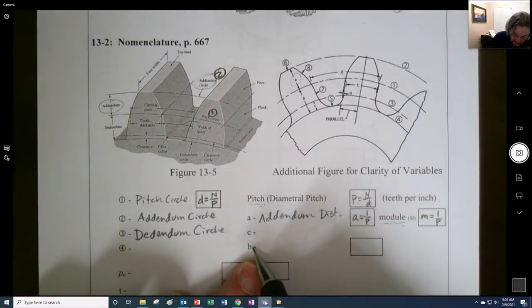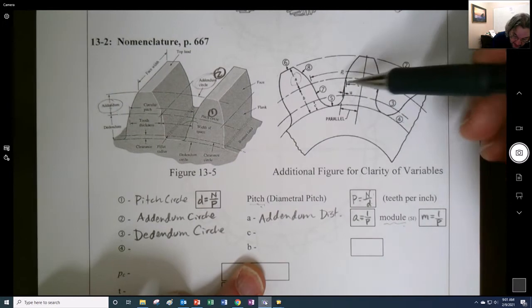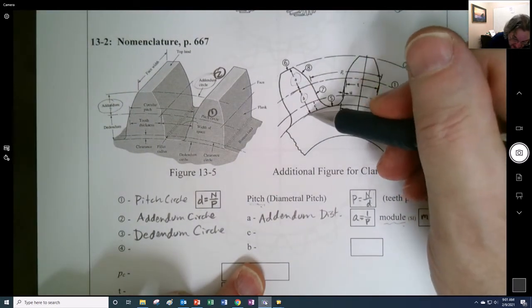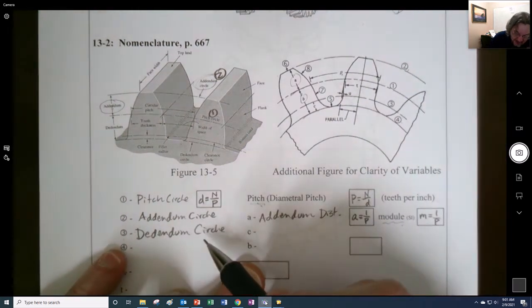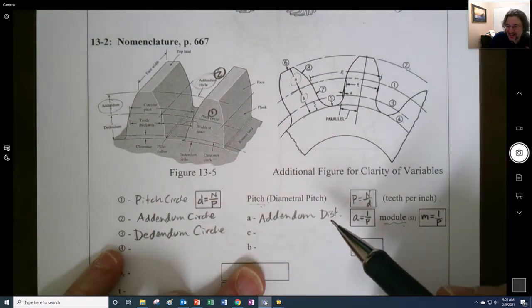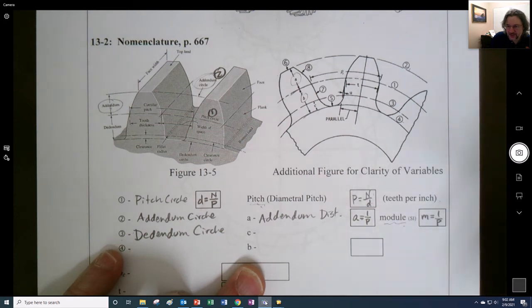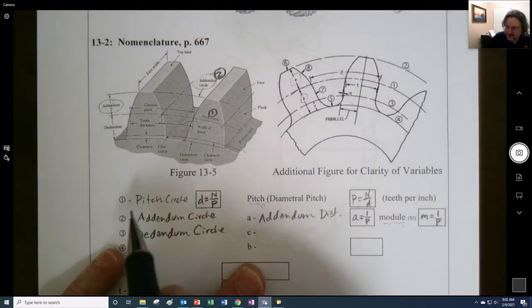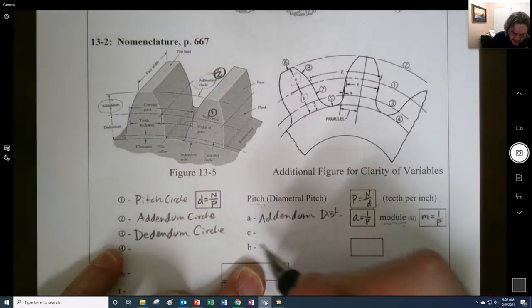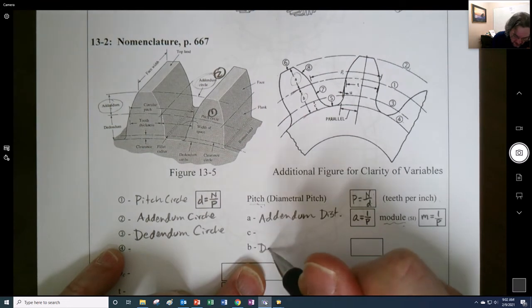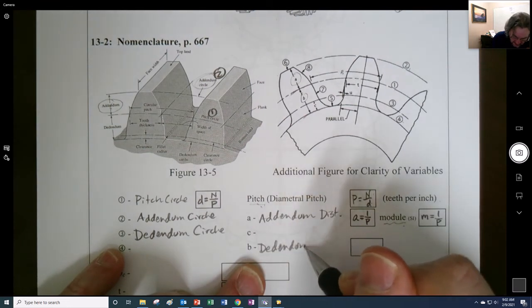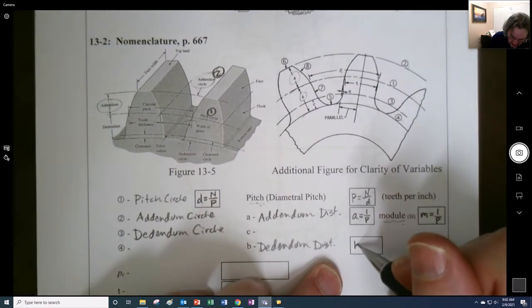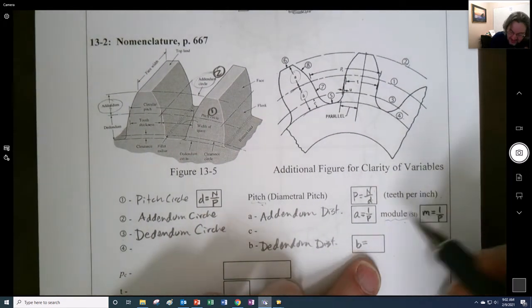And so lowercase b right here is the distance between the pitch circle and this root right here. The dedendum circle could also be the root circle too. I think if you wanted to, you could make them lower or higher. There's another category not listed on this particular nomenclature, which is the root circle here. So we can have the dedendum distance, and we have b is equal to, now this is just typical.